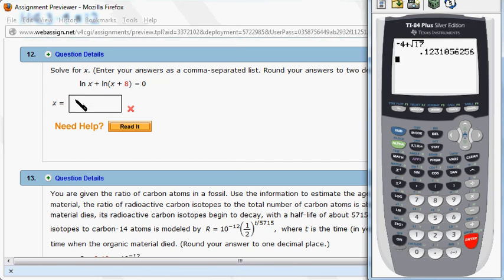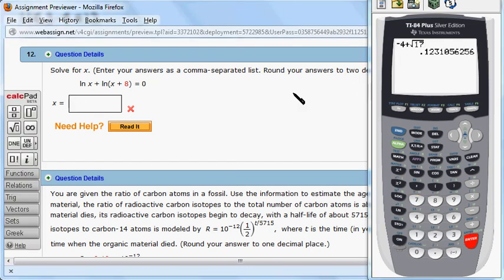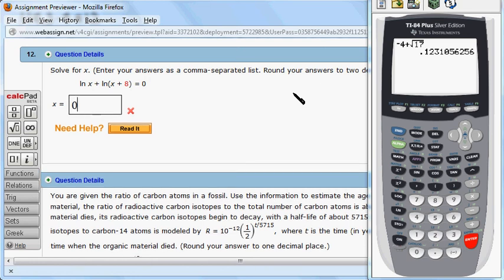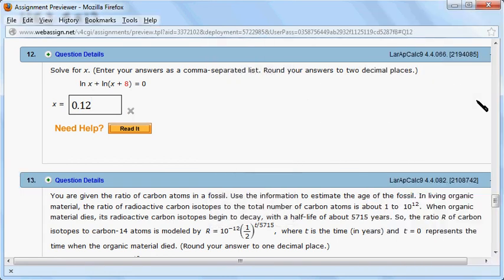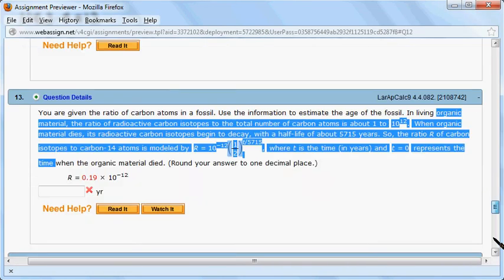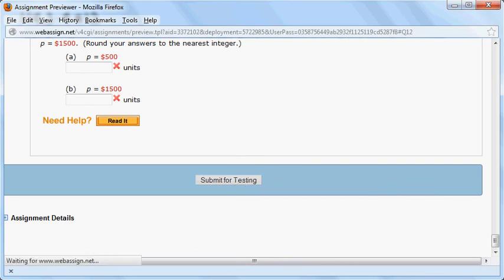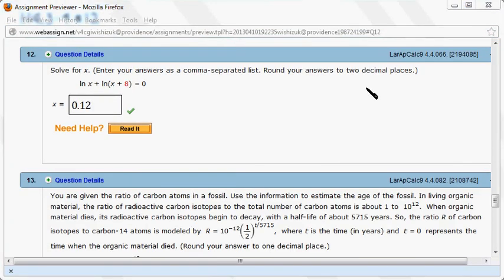It's going to be 2 decimal places, so 0.12. Let's check the answer. Looks like we got it correctly. That's it. I hope that this was clear.